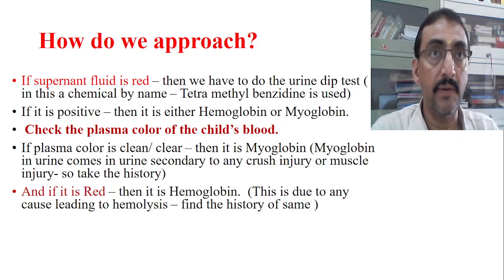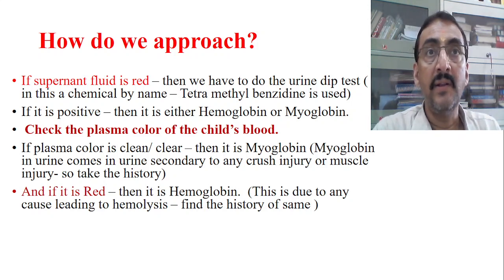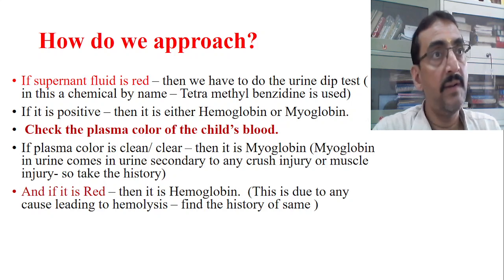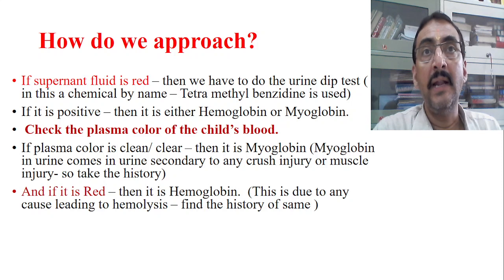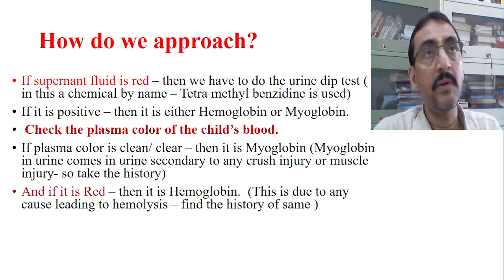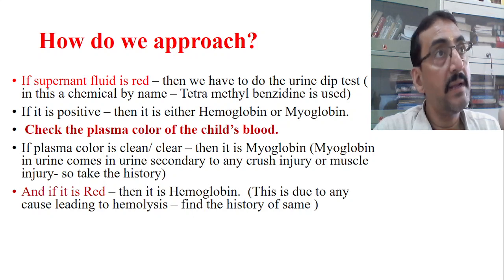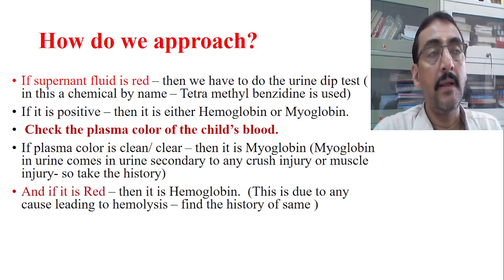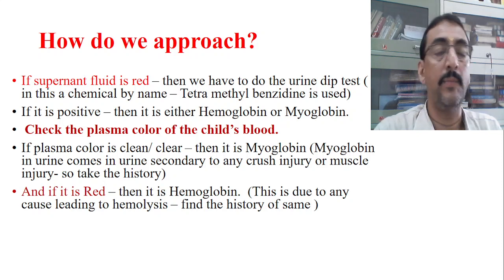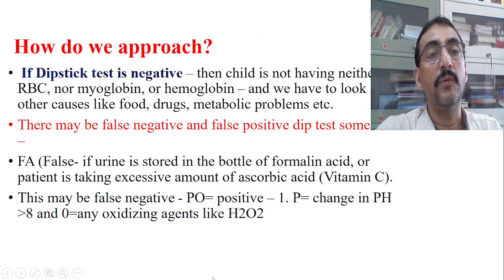So like this, the identification is very simple. You have to go for the centrifuge. In the centrifuge, we have got sediments and supernatant fluid. In the sediments, if it is reddish, definitely it is nothing but RBC. And if the supernatant is clear and the dip test is positive, then it may be either hemoglobin or myoglobin. If the plasma color is very clear, then it is myoglobin. And if the plasma color is reddish, not clear, then it is hemoglobin. So this is how actually we have to go for this.